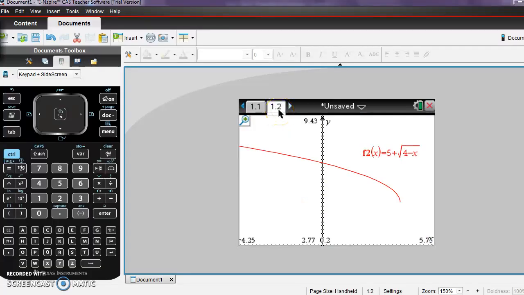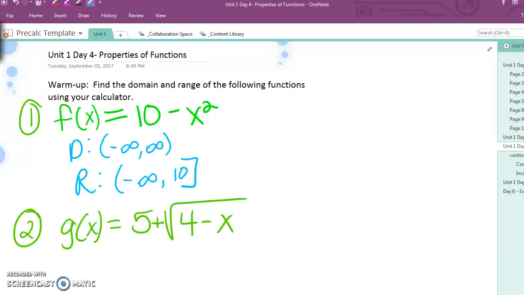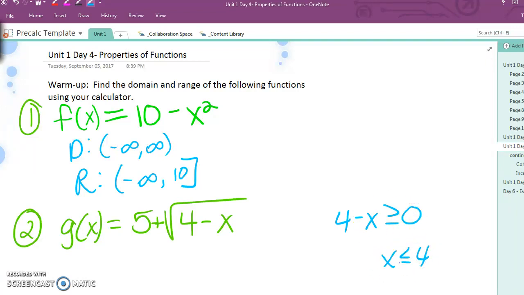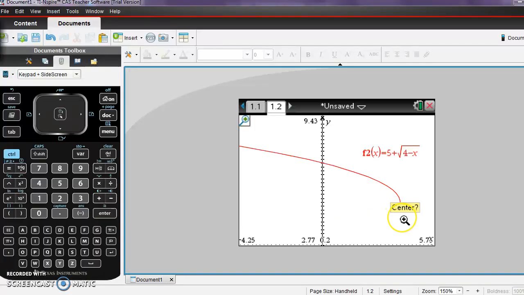Now for the second one, if I look at the graph of that, it looks like this. The domain is not all reals anymore because it is stopping here. Now we could have done that algebraically by setting 4 minus x greater than or equal to 0 and solving. We get x is less than or equal to 4, or in this case we can just look at the graph because that's what the direction said. So the domain is from negative infinity to 4.